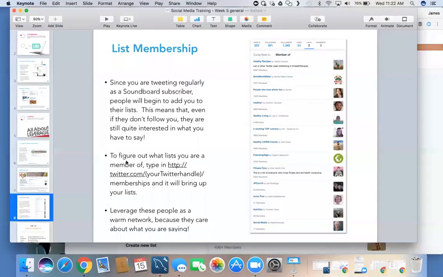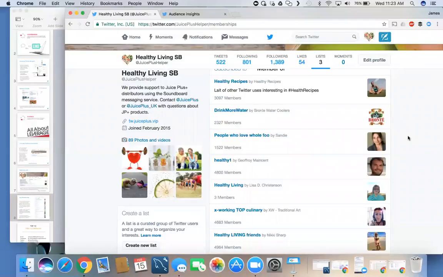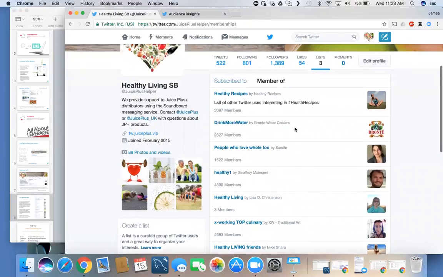So there's a workaround for this. The workaround is this. Simply type in http, twitter.com / your Twitter handle / memberships. Okay, so twitter.com / whatever your Twitter handle is / memberships. And this will bring up the list of all of the lists that you have been put in by other people. This is an incredible touch point because, again, whether or not they follow you, they definitely care about what you have to say. So we are now a member of Healthy Recipes by Healthy Recipes.